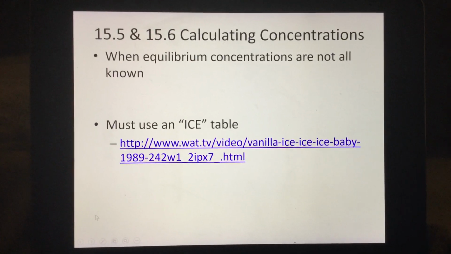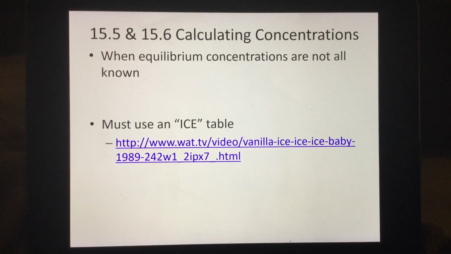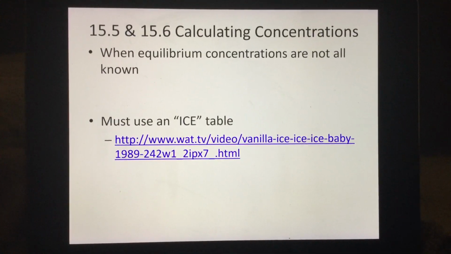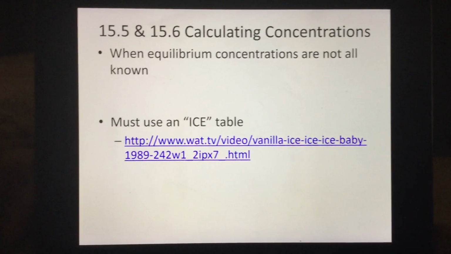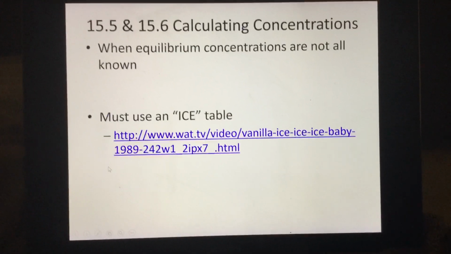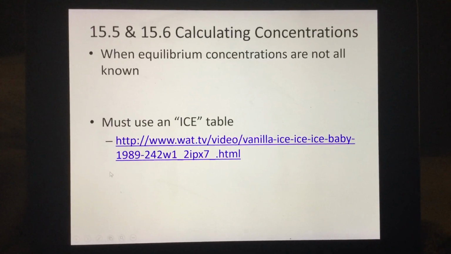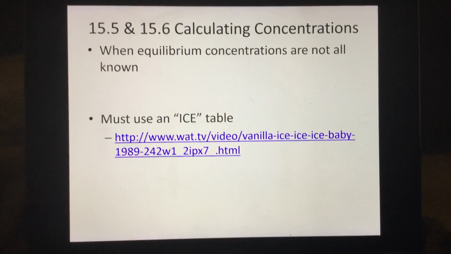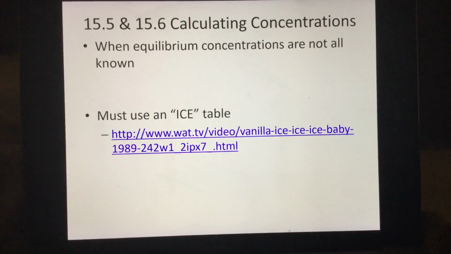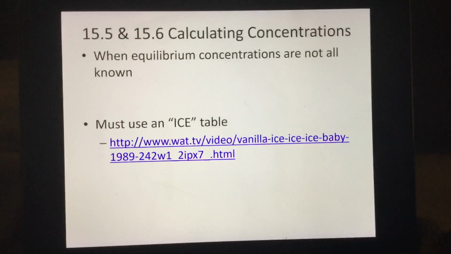So we're finally going to put some numbers and do some calculations with those equilibrium expressions we've been writing from the beginning of this chapter. So you will need calculators for this. And we're finally going to do some number crunching.